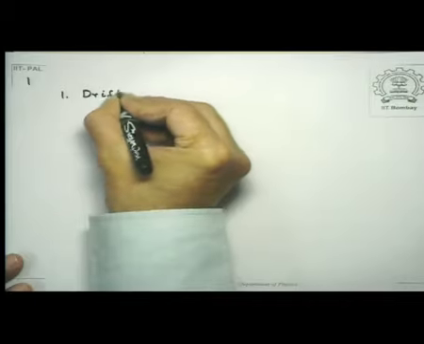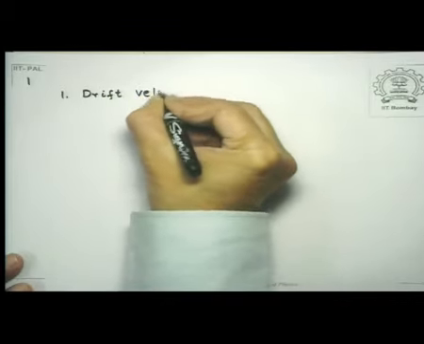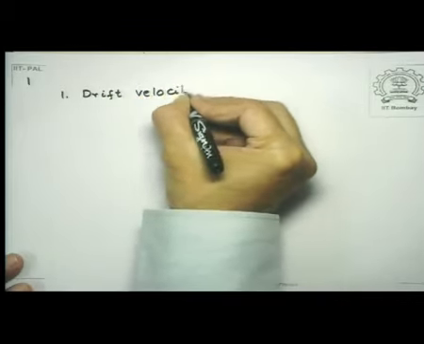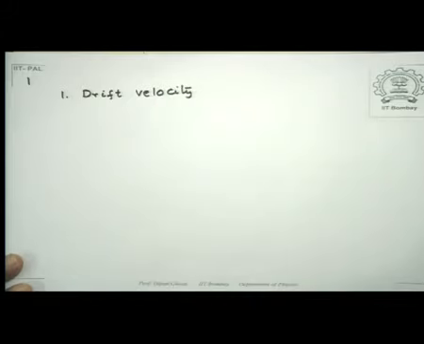So I will begin by summarizing what we did in lecture 2, that is last time. One of the things that we did is to define drift velocity. This is the velocity which the charge carriers attain when subjected to an electric field.